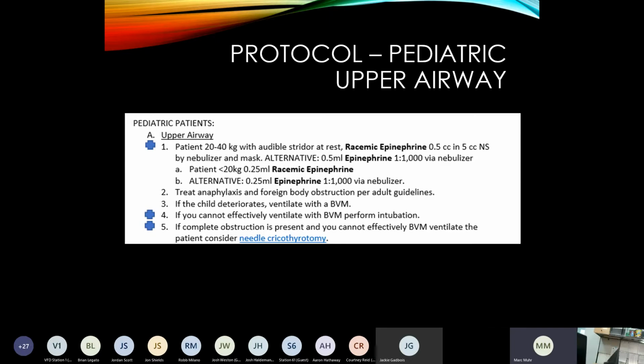Treat anaphylaxis and foreign body obstruction per adult guidelines. Anaphylaxis is covered in a different lecture, but use guidelines for foreign body obstruction. If the child deteriorates, ventilate as appropriate. If you cannot effectively ventilate with a BVM, perform intubation, much like we talked about with the foreign body obstruction previously. If a complete obstruction is present and you cannot ventilate them, consider needle crike in these kids.